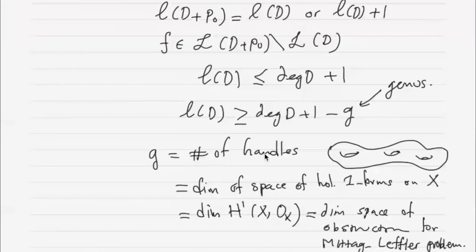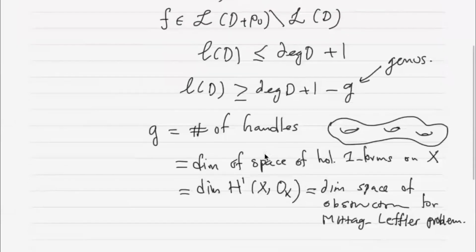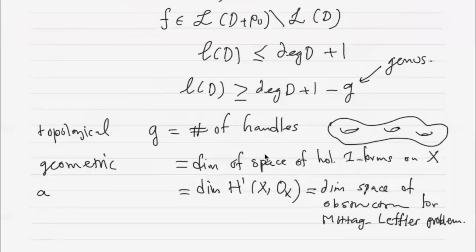And these three definitions are going to give you the same answer for an integer, which is called the genus. And the equality of these numbers is also non-trivial. So during the process of proving the Riemann-Roch theorem, we're going to see why these different ways of defining genus agree with each other. So let me just give them names. This is topological genus. This is called geometric. And this is called arithmetic. The notation that they use is p_g or p_a, g for geometric and a for arithmetic.